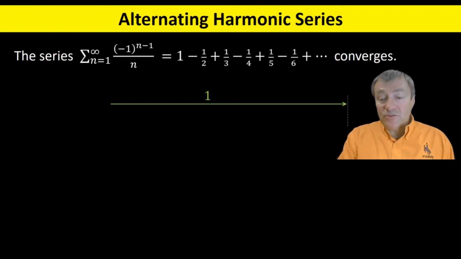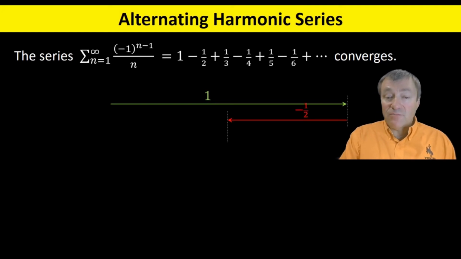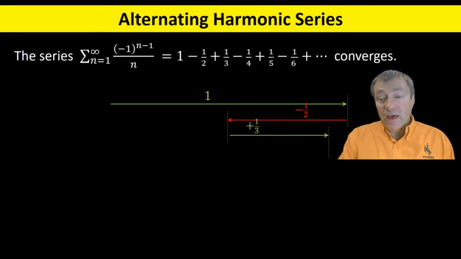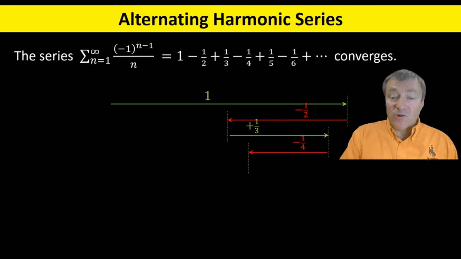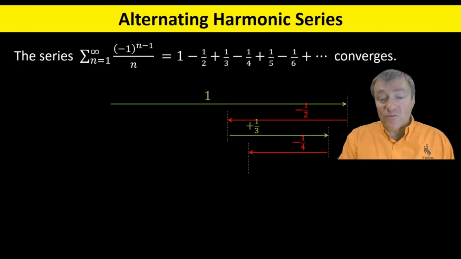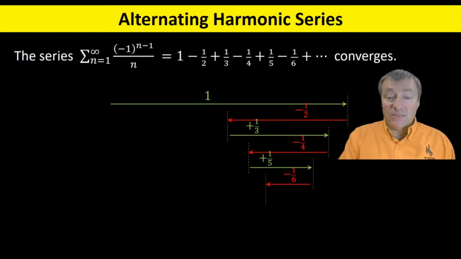Start with the first partial sum, that's 1. Subtract a half to get the second partial sum. Add a third. That gets you up to the third partial sum. It's not all the way back up to 1, a little bit less than 1. And then you subtract a quarter to get to the fourth partial sum. Add a fifth. Keep going. Subtract a sixth. Add a seventh. And subtract an eighth. You get the idea.